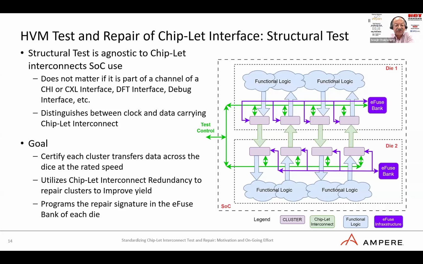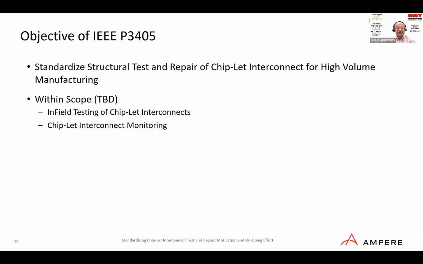And it utilizes the chiplet interconnect redundancy to repair clusters. We require this to improve yield. That is the only reason. And then we'll also have to program the repair signature into the eFuse bank of each die. So that is really the high volume manufacturing test problem.